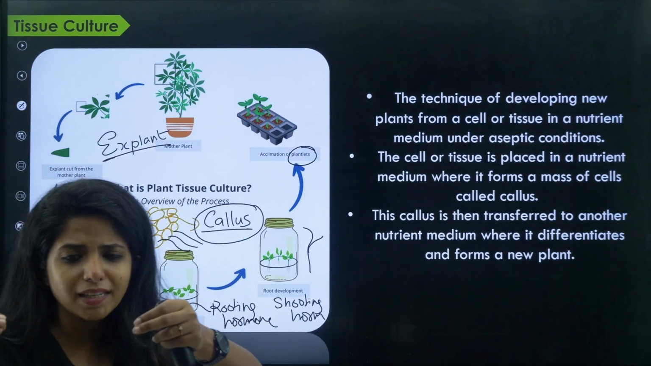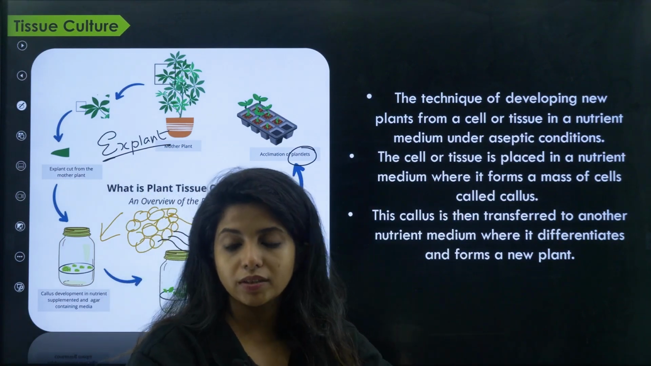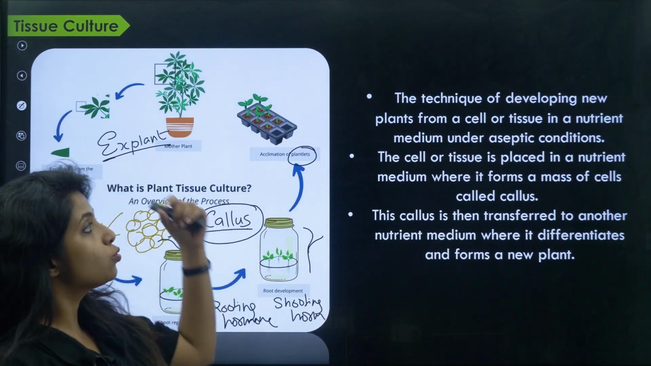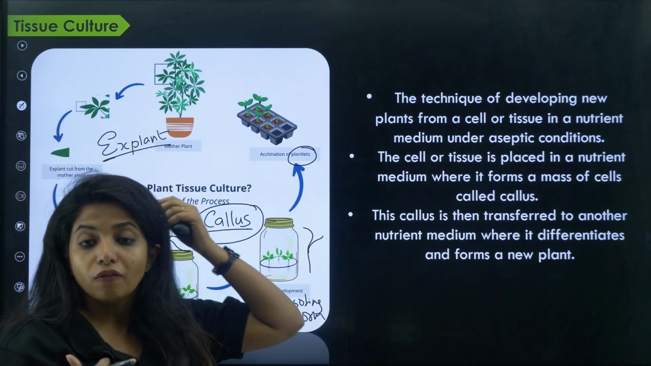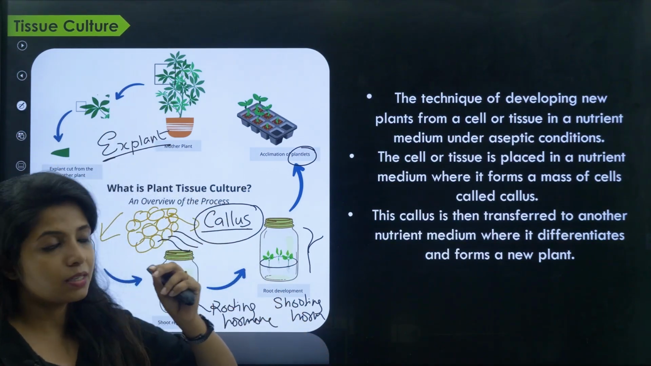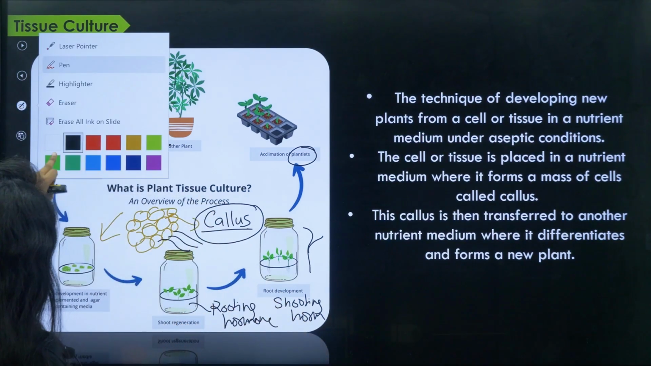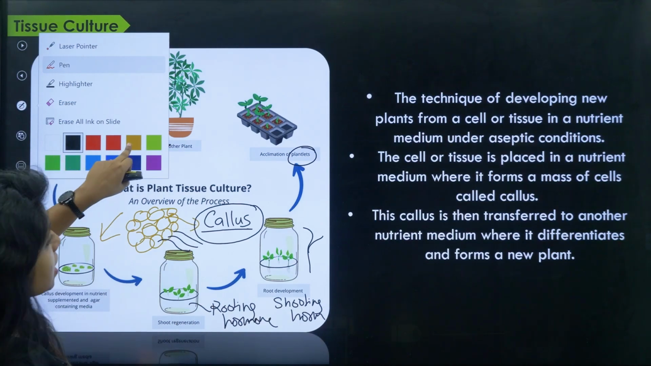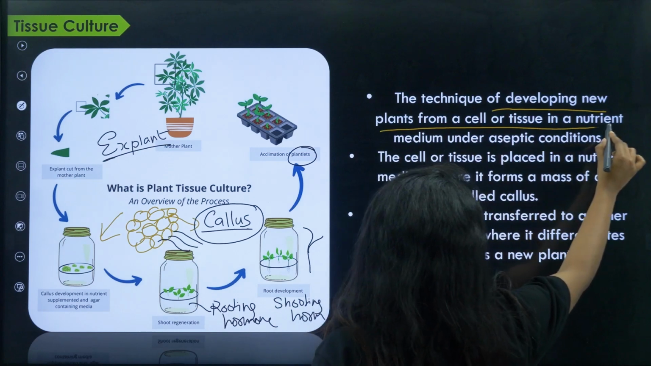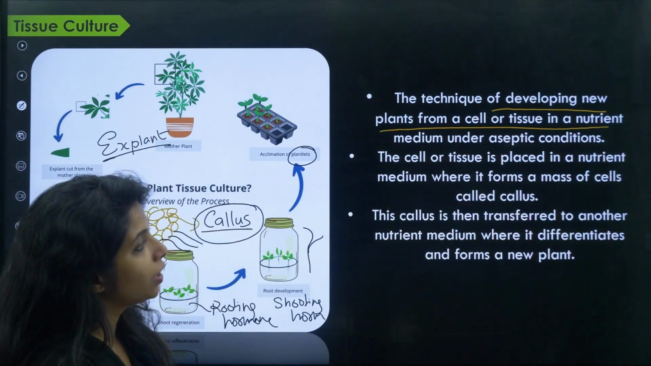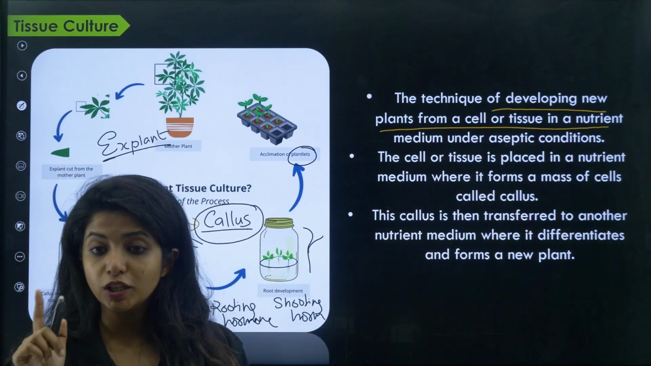The small plantlets are nurtured and then they are put in the soil so that they can grow into a new plant. This is known as tissue culture because we are taking a part of the plant, the tissues of the plant, for giving out whole new plantlets. Now this is given in a yellow box or white box in your NCERT, so you have to read it. A technique of developing new plants from a cell or tissue in a nutrient medium under aseptic conditions. Please make sure of that.